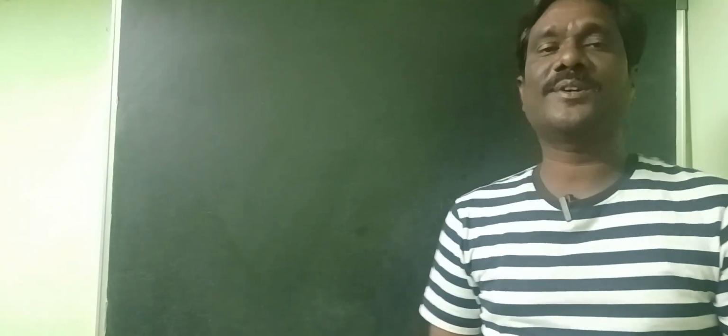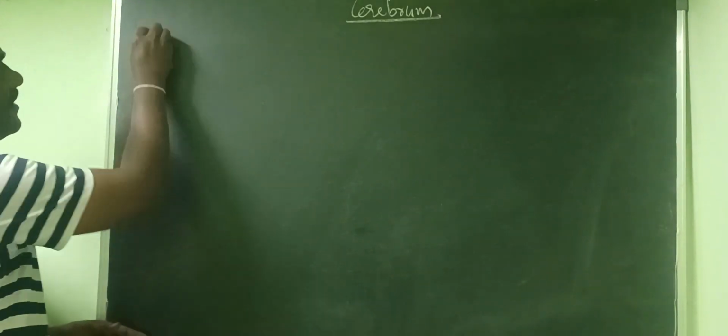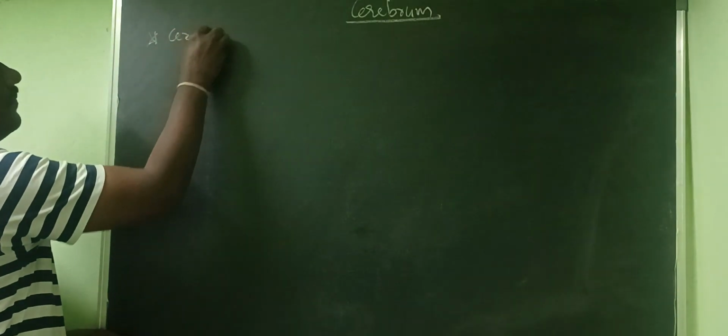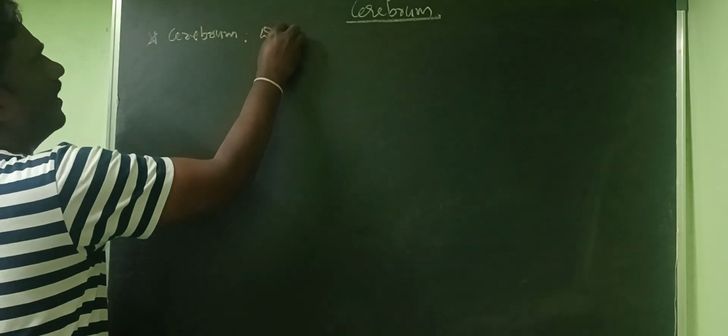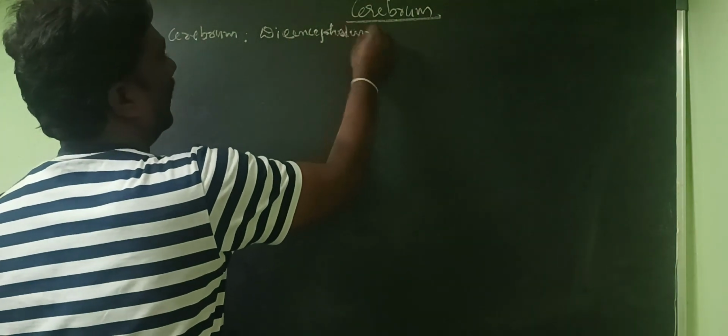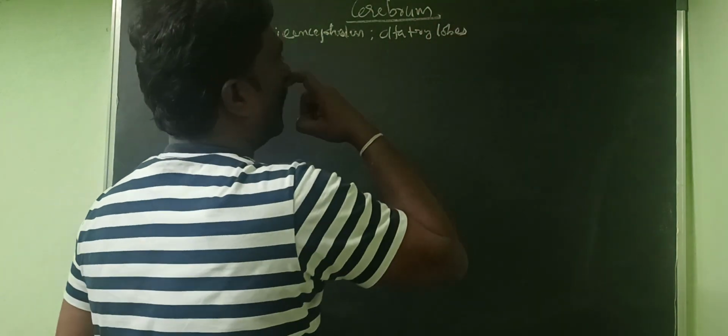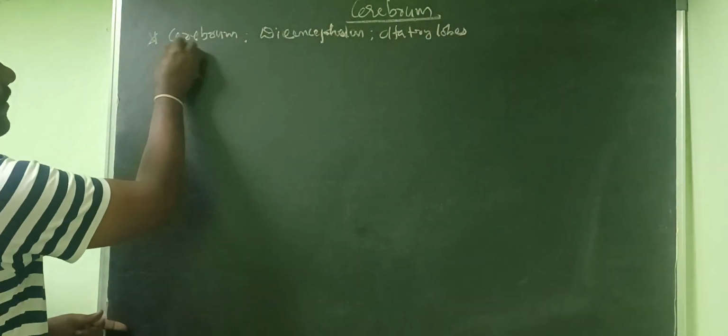Hi, in this video we will learn a little bit about an important part of our forebrain, that is the cerebrum. The largest part of our brain, the forebrain, is divided into three parts: the cerebrum, the diencephalon, and the olfactory lobes.